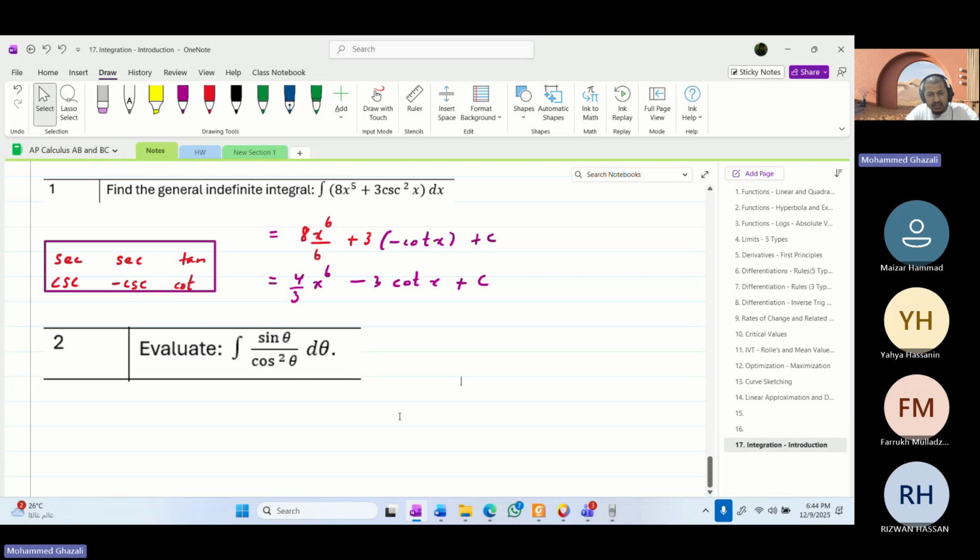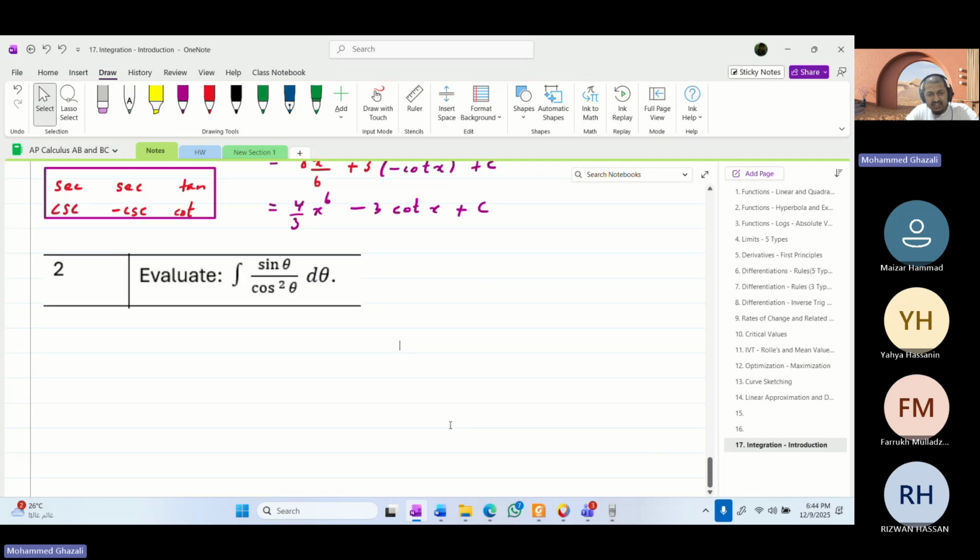So we want to evaluate the integral of sine theta over cos squared theta. Now the problem is, obviously we need to make the denominator equal to u. So you say u is equal to cos theta. So we are differentiating with respect to theta, so there's du and the d theta. What's the derivative of cos? Negative sine theta.